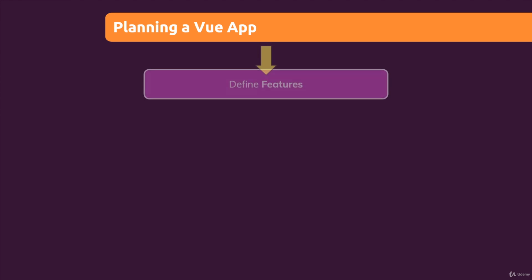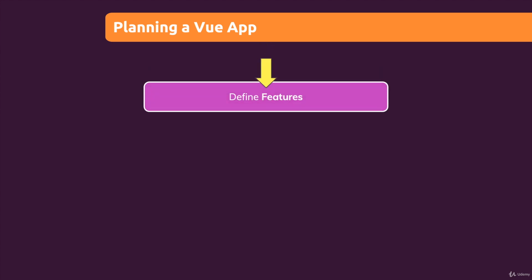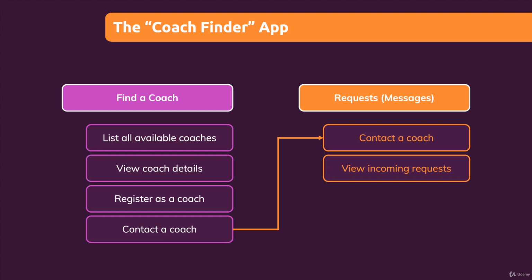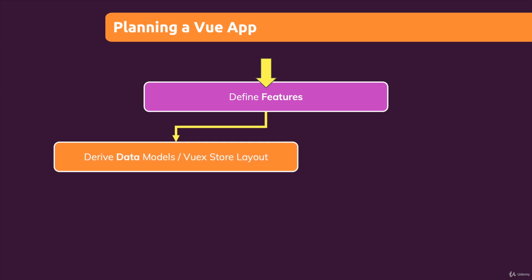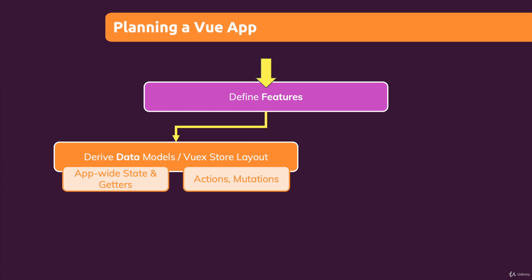I like to start by defining the key features of the app I want to build. So in this case, find a coach and requests, and then the sub-features that belong to these areas, like listing all coaches, registering as a coach, sending messages, and so on. Now, once the features are defined, we can do two very important things. The first important thing which we can do is that we can derive the data we need, the data models we need, and in the Vue world, they are for the Vuex store layout we want. We can plan our application-wide state and our getters, and also the actions and mutations we will most likely need.